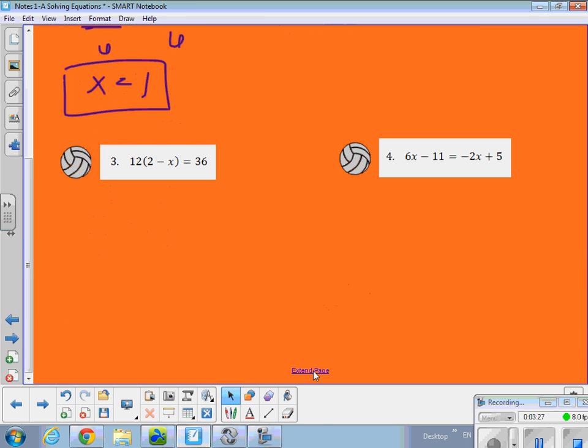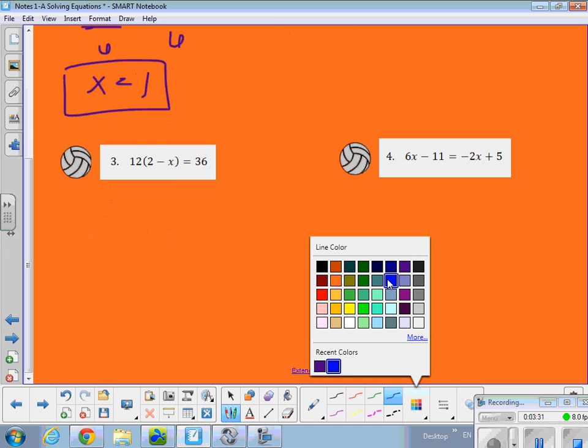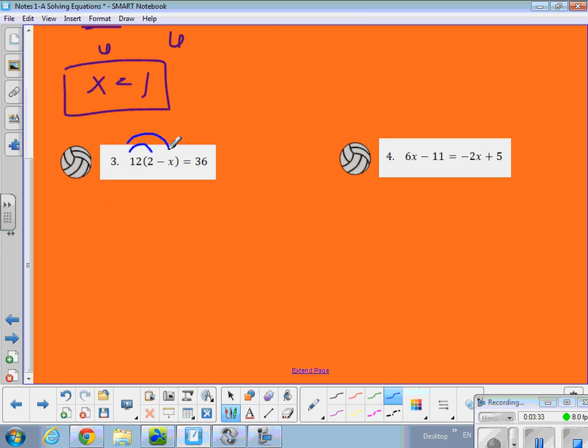Okay, let's take a look at this next one. We need to simplify both sides. So I'm going to start by distributing. I'm taking this 12 and I'm going to multiply it into each section. So 12 times 2 is going to give me 24 minus x is equal to 36.